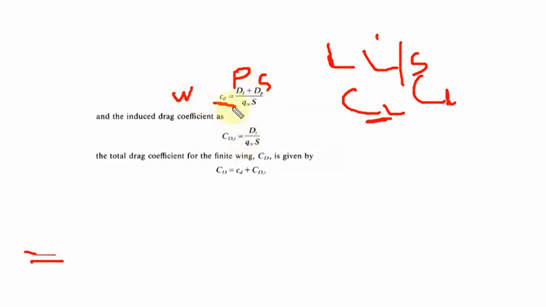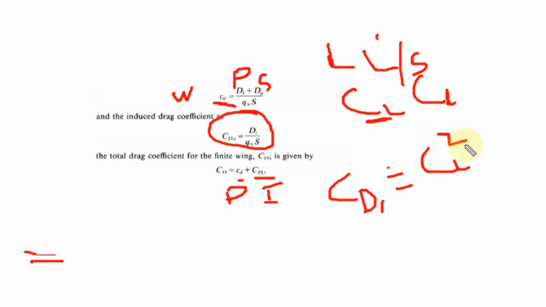Then another important parameter, induced drag. For finding the induced drag, you need to follow the wing section. So automatically my total drag will be profile drag plus induced drag. Profile drag plus induced drag will be the total drag of an airplane. We have one more equation for finding the induced drag, CDI.